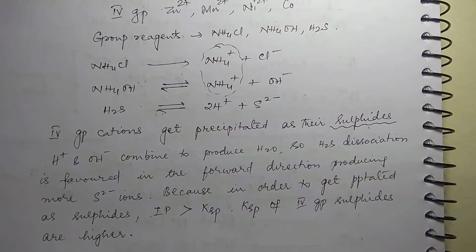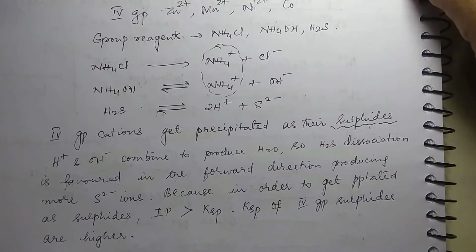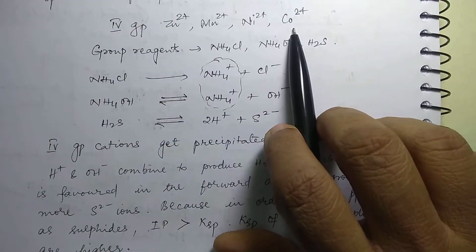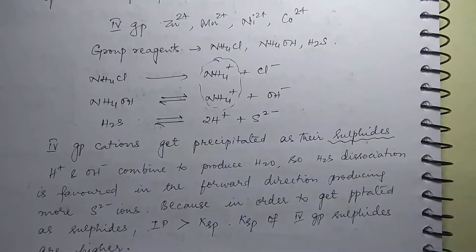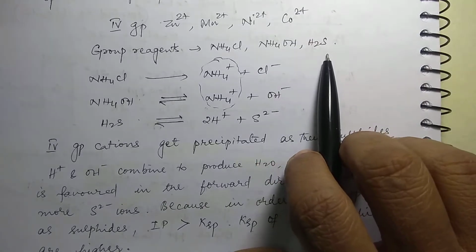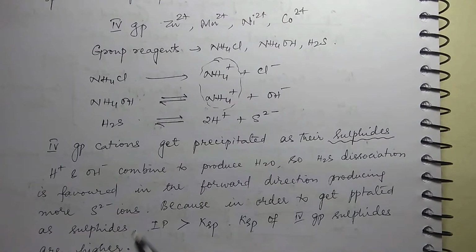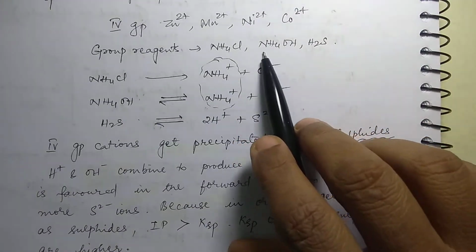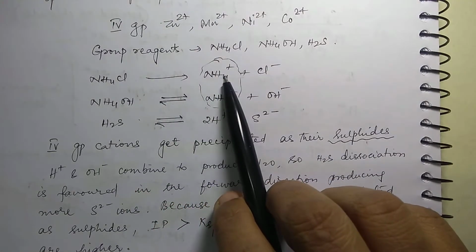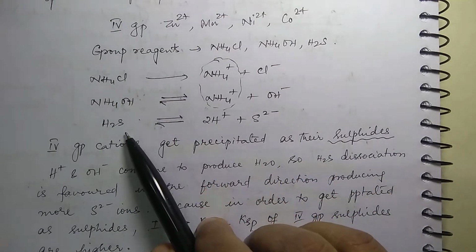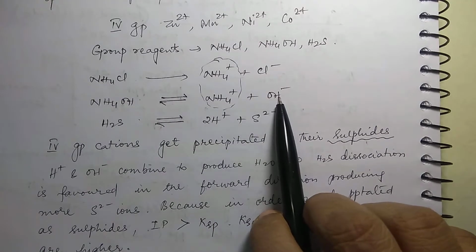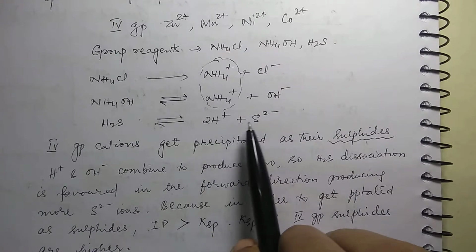Now let's come to fourth group analysis. In the fourth group, you have zinc, manganese, nickel and cobalt in their respective oxidation states. Group reagents are NH4Cl, NH4OH and H2S. Now here, one strong electrolyte and two weak electrolytes are utilized. This will undergo complete dissociation. These two will undergo partial dissociation, or they will be in equilibrium, giving rise to ammonium ion and hydroxyl ion and H plus and S2 minus.